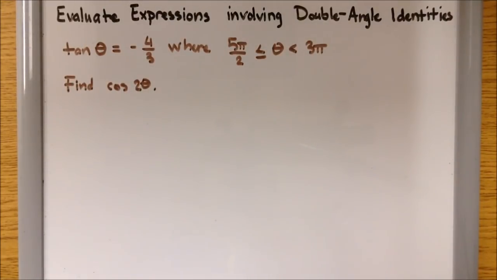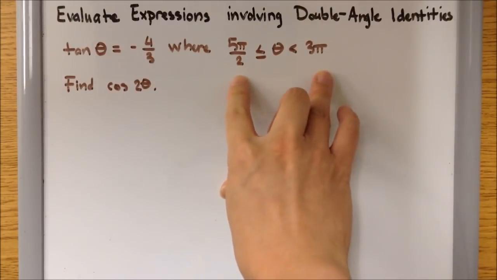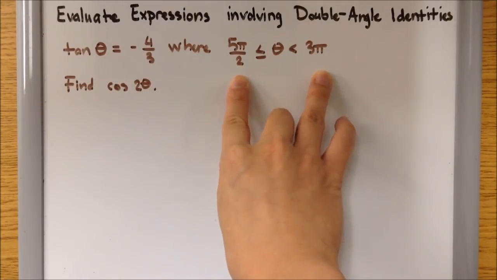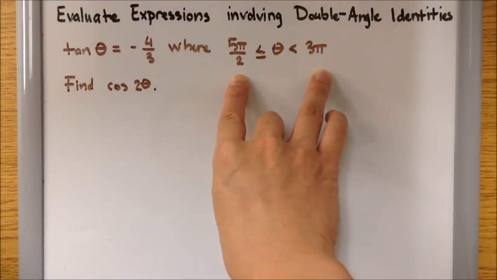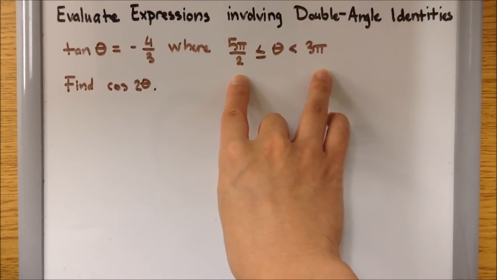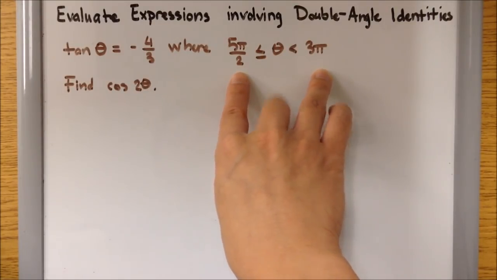In this part, as I mentioned before, we're going to evaluate expressions involving double angle identities. So our first example: tangent theta equals negative 4/3, where the angle is between 5 pi over 2 and 3 pi. So again, the angle theta is between 5 pi over 2 and 3 pi.